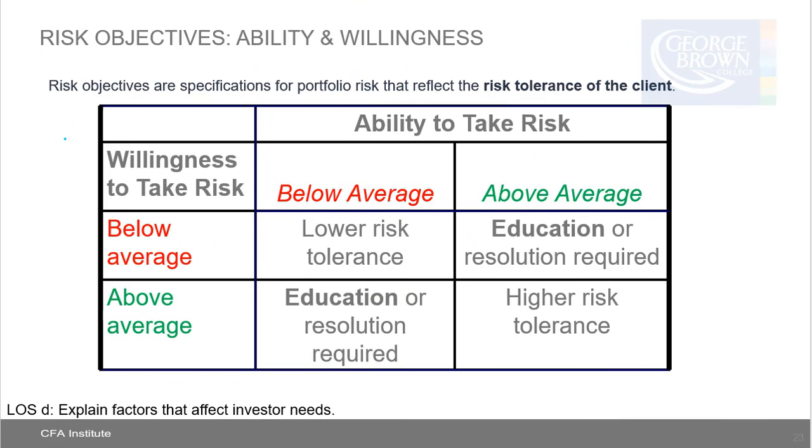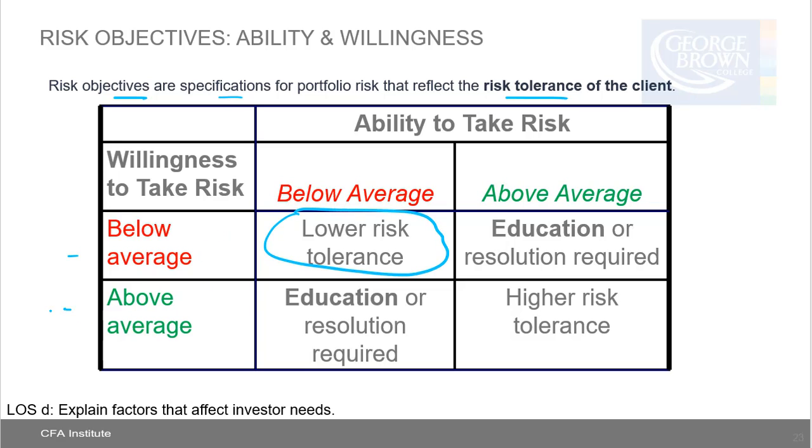So here's just a little matrix to hopefully help you better understand the willingness and ability to take risks. Risk objectives are specifications for portfolio risk that reflect the risk tolerance of the client. And that risk tolerance is made up of not only the willingness, but also the ability. You can see here, willingness to take risk, below average or above average, and ability to take risk, below average or above average. If both the ability and willingness to take risk are below average, then it has to be a lower risk tolerance.